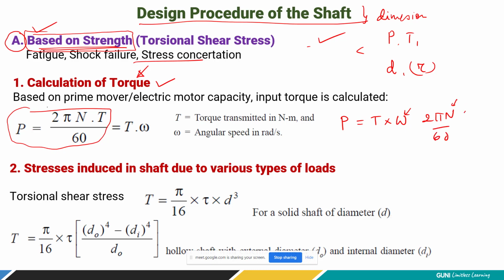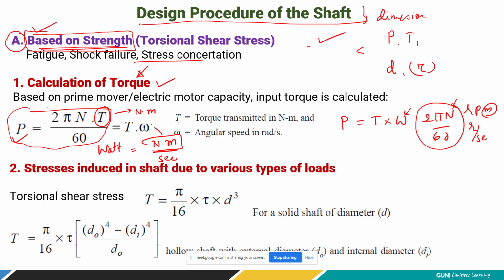Here N is in terms of RPM, revolution per minute. So to divide minute into second, we are going to divide by 60, right? So this rotation is basically rotation per second. Now this unit of power is watt, right? So that is equal to Newton into meter divided by second, right? So here torque is Newton into meter. This is mandatory, right? So the unit of the power is watt, which is equal to Newton into meter, which is the unit of torque, and divided by second, that comes from the rotation speed, revolution per second.